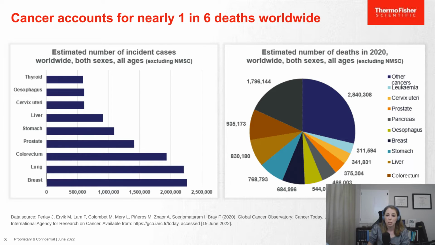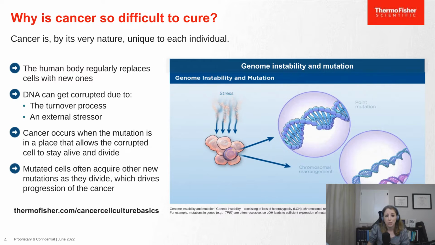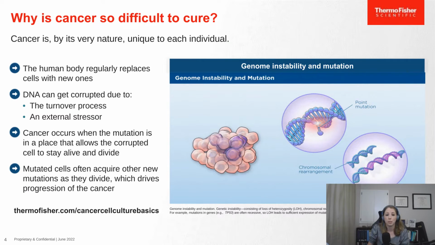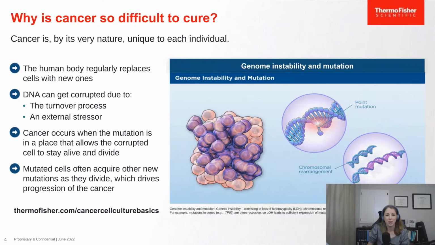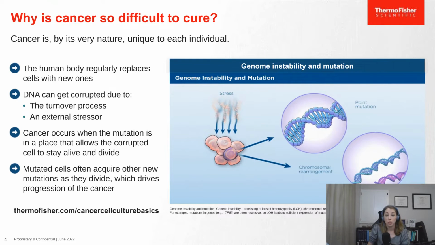So why is cancer so difficult to prevent or even cure? Well, cancer is unique to each individual. That is to say, one patient's cancer is inherently different than another patient's cancer. This is because cancer arises from each patient's own cells.